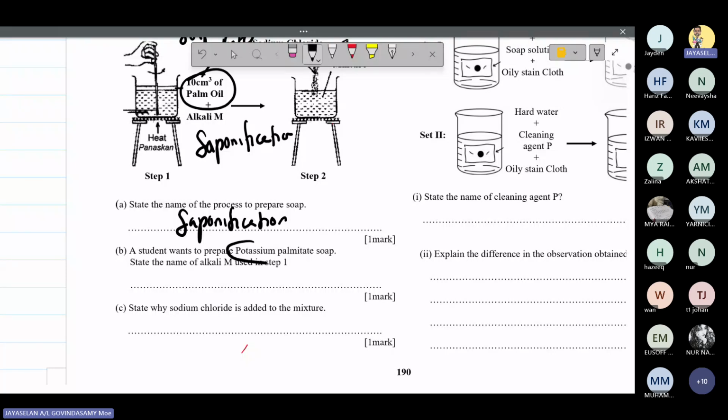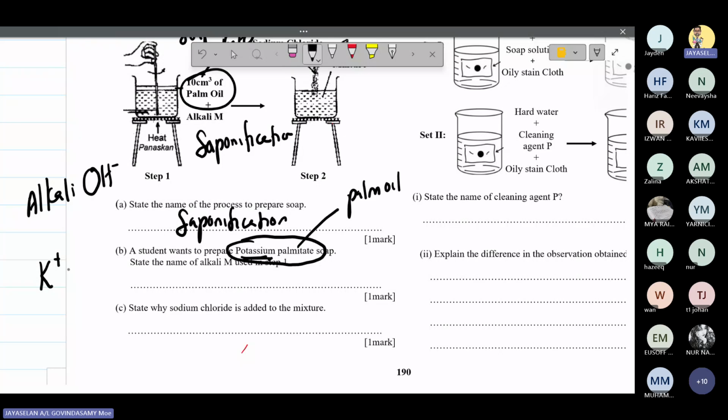Okay, state the name of the alkali. Dia kata di sini potassium palmitate. Palmitate ini adalah palm oil. Potassium ini adalah alkali. What is the name of the alkali? You ambil potassium ion, alkali what ion? Alkali hydroxide ion, right? Letak sini. So you put here potassium hydroxide. Kalau dia letak sodium palmitate, sodium hydroxide.